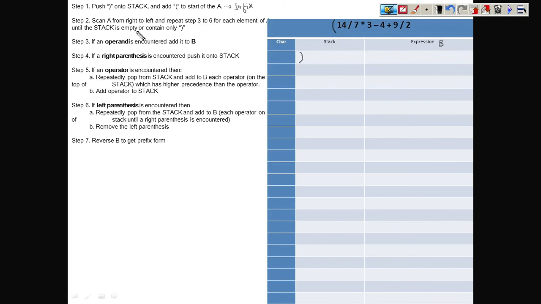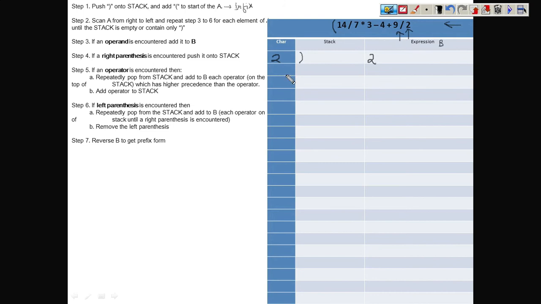Now we have to scan from right to left. So we are going to scan the entire expression from right to left. We read character by character and we will perform the steps given in the algorithm. So we read first is 2. Whenever you read an operand, it is directly added to the expression. So we are going to add it here.